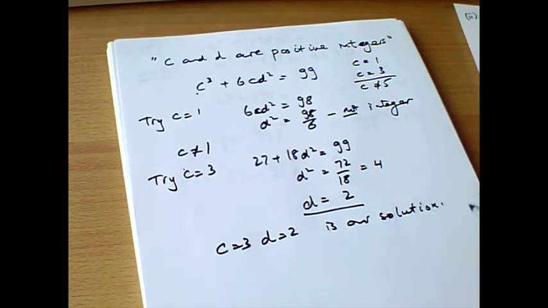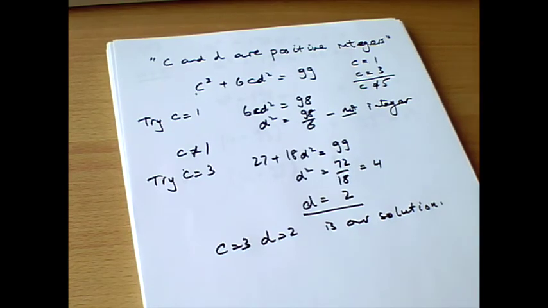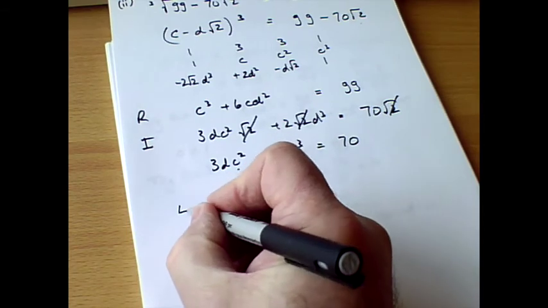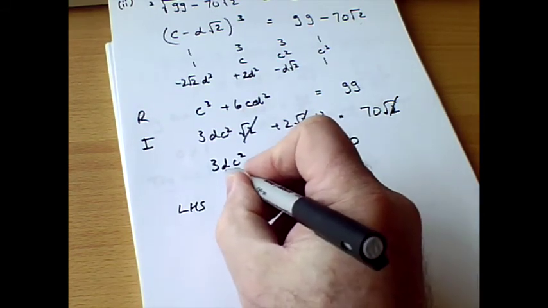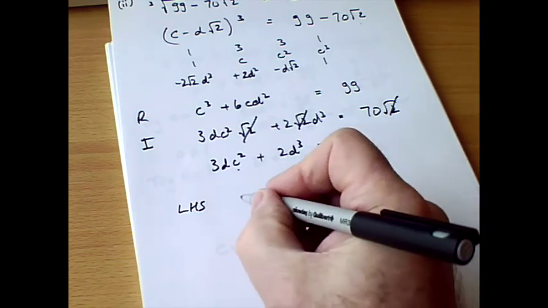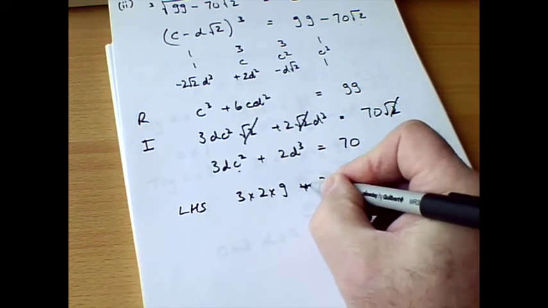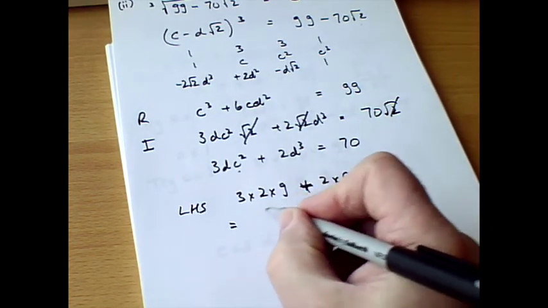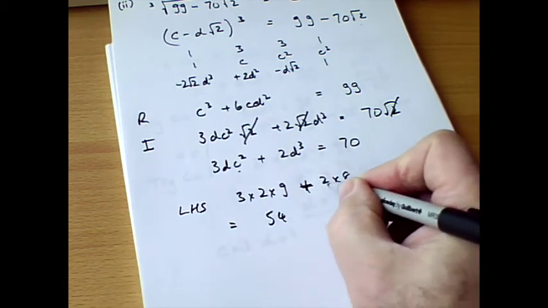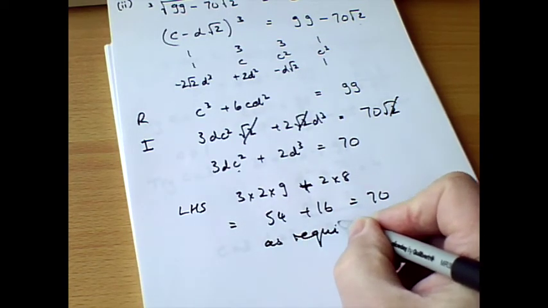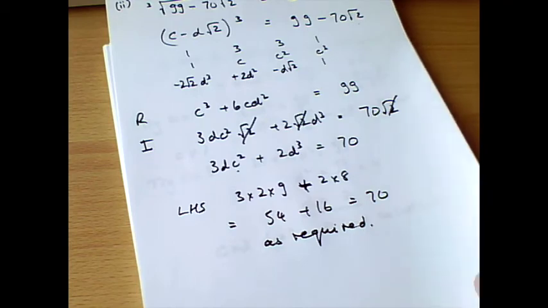Of course, good mathematicians check all the time. We also know from our previous work that 3dc squared plus 2d cubed should be equal to 70. Let's take the left hand side. D was 2, c was 3. So I've got 3 times 2 times 9, and I've got 2 times 8. This is equal to 6 9s are 54, and 2 8s are 16. So being good mathematicians, we've checked our answer, and our answer works.